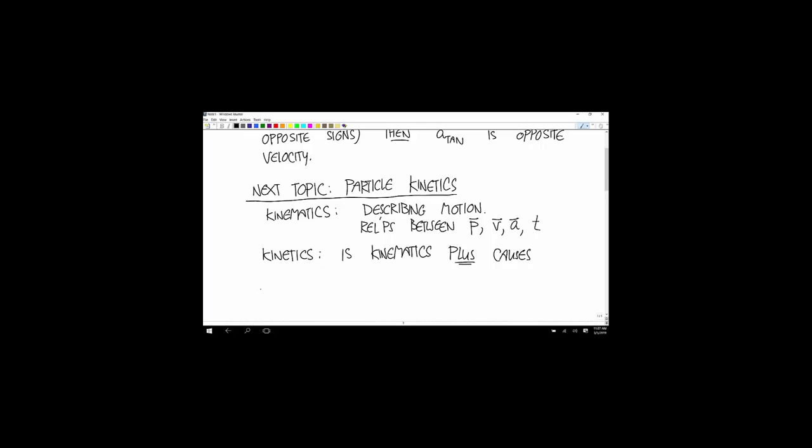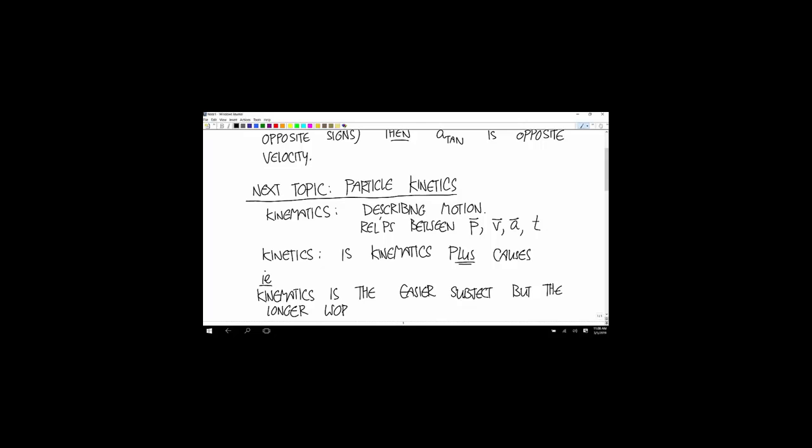But in other words, kinematics is the easier subject and the longer word.